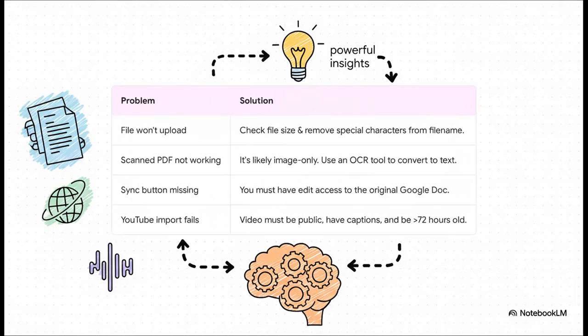Of course, sometimes you're going to hit a snag. Don't worry, it's usually an easy fix. Let's look at a few common issues. For example, if a file won't upload, check the file size and make sure there are no special characters in the name. Scan PDF not working? It's likely image only, and you'll need to convert it first. I'd recommend pausing here or taking a screenshot. This is a great little cheat sheet to have handy.